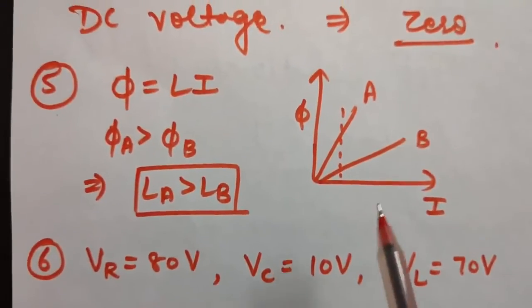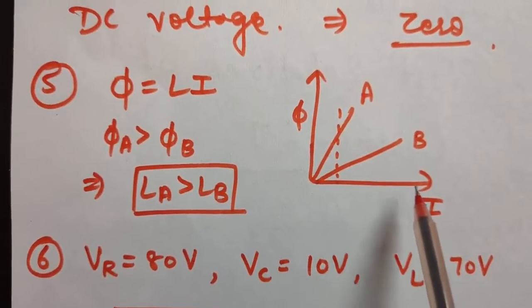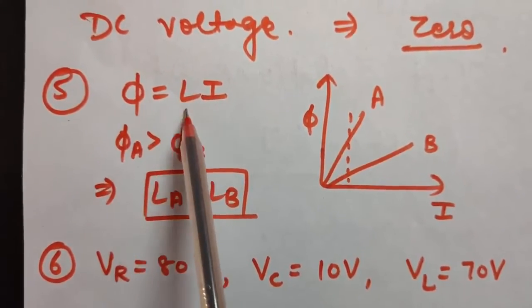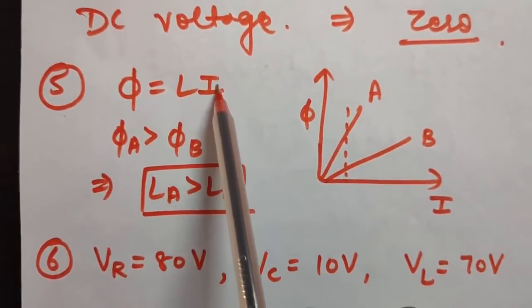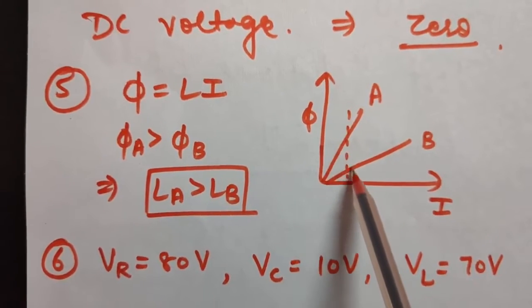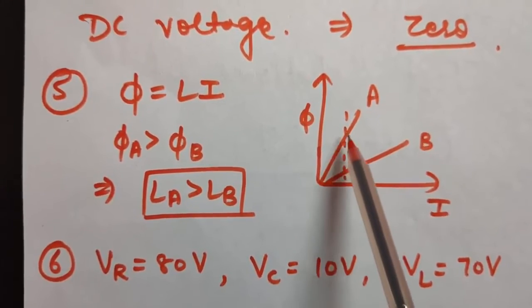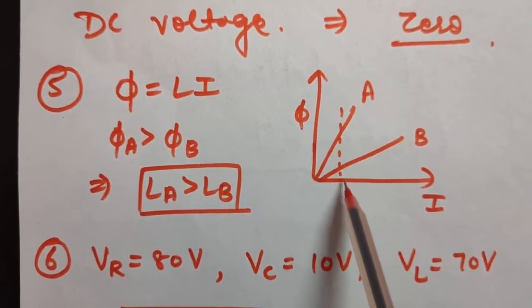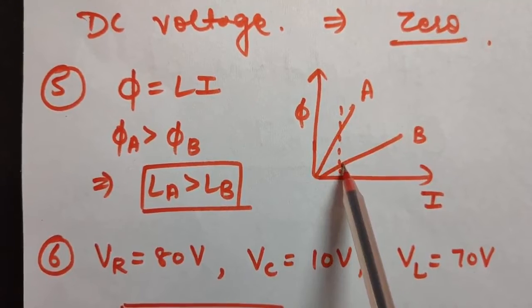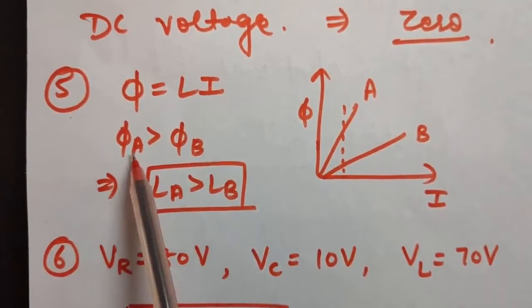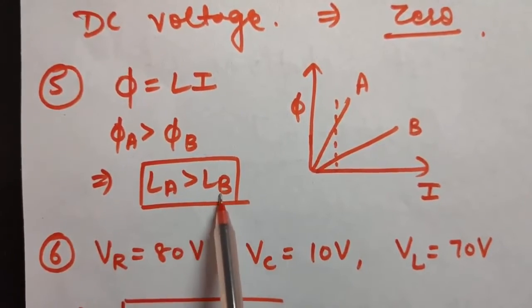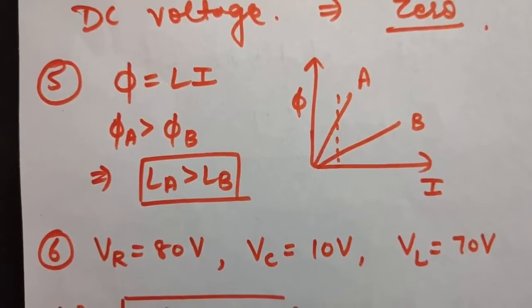In fifth question, a graph is given and it is asked which one has higher self-inductance. So as you know the formula of magnetic flux is phi equals Li. So if I is constant, phi is directly proportional to L. So therefore I am drawing this line. For this line, I is the same for A and B, that is I has become constant. Now you can conclude phi of A is greater than phi of B. So when I is constant, phi of A is greater than phi of B. That means self-inductance of A is greater than self-inductance of B.